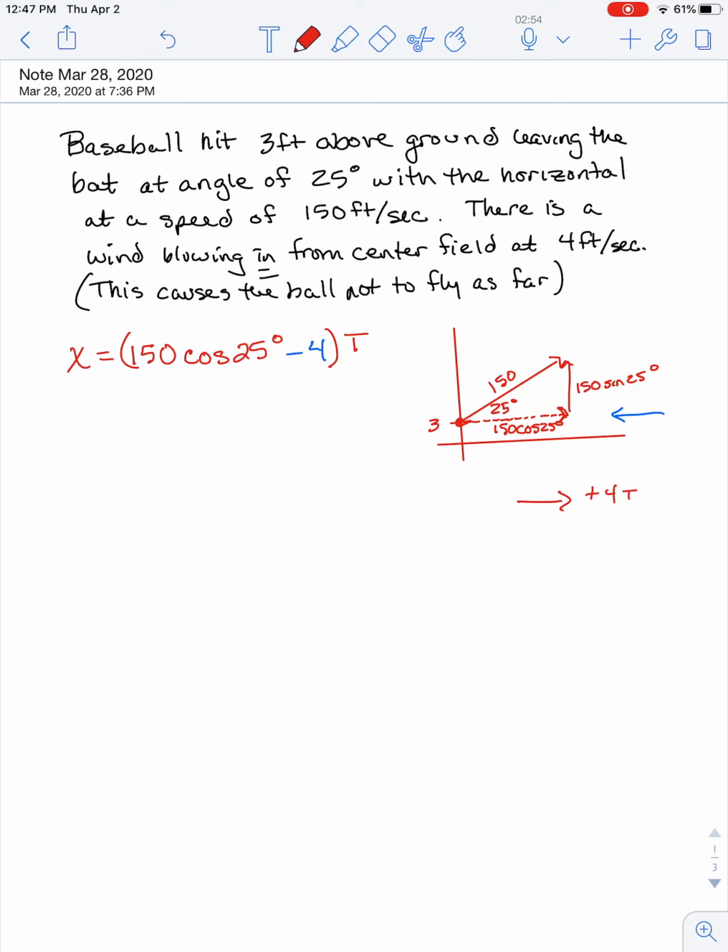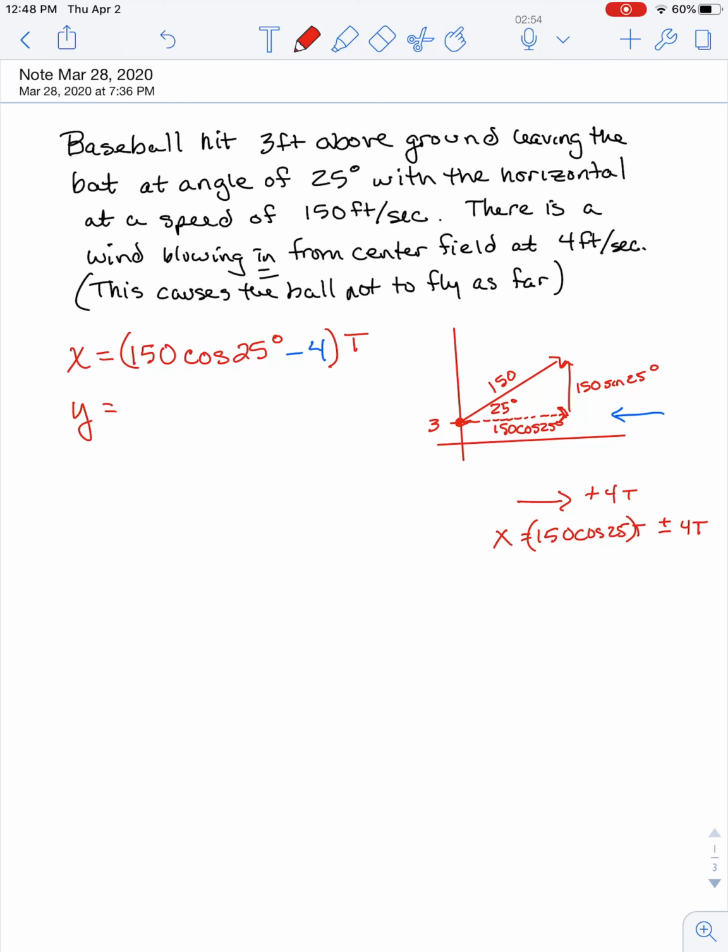And of course, I put it inside. You could have written it x equals 150 cosine of 25t, and then either plus or minus 4t, depending on whether it's blowing in or out. But I like to put it inside and just factor out, to have the 1t outside.